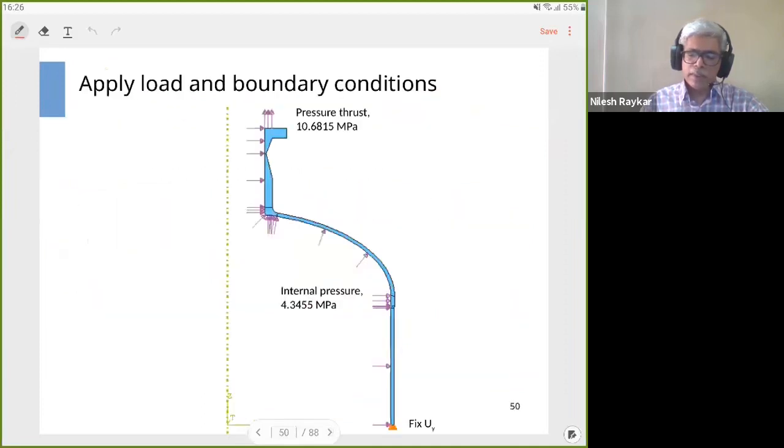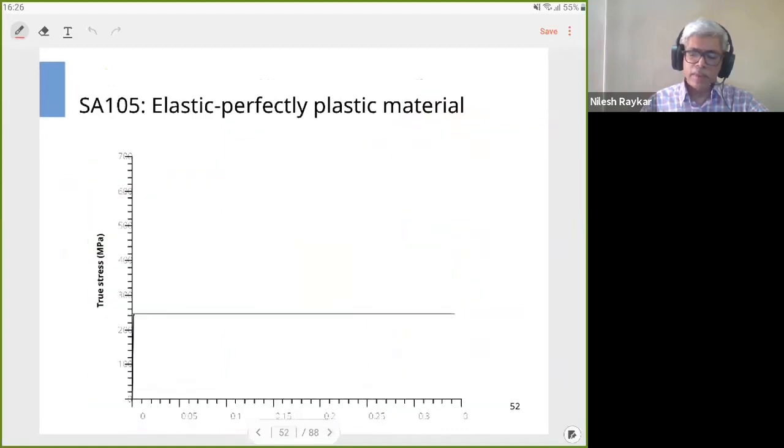So in this case, as I said, you will be considering the material as elastic perfectly plastic. So the material is elastic perfectly plastic. The initial part is having a very high slope that corresponds to Young's modulus. So that is why it is looking almost vertical. And then the material becomes plastic.